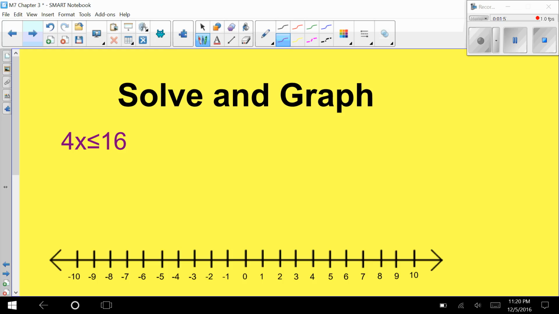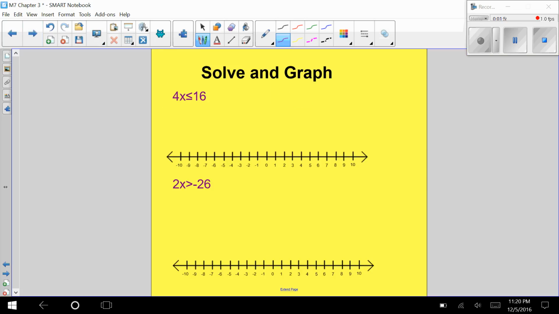So we are going to solve and graph some inequalities. 4x is less than or equal to 16. Just like with equations, 4 times x, we undo that by dividing both sides by 4. We get x is less than or equal to 4. I make a filled-in circle at 4, and my arrow goes to the left.